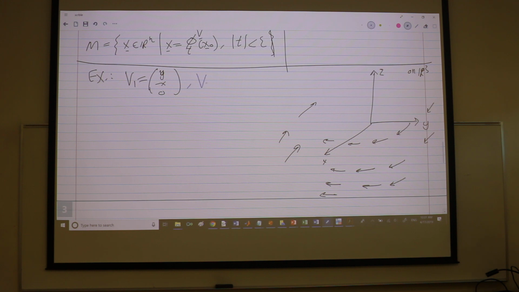And I have another vector, V2, defined again everywhere. So this is (0, z, negative y). The vector is defined everywhere. I have two vectors in R3, and I'm asking you, does there exist a 2D surface M in R3 such that V1 and V2 are always tangent to it?